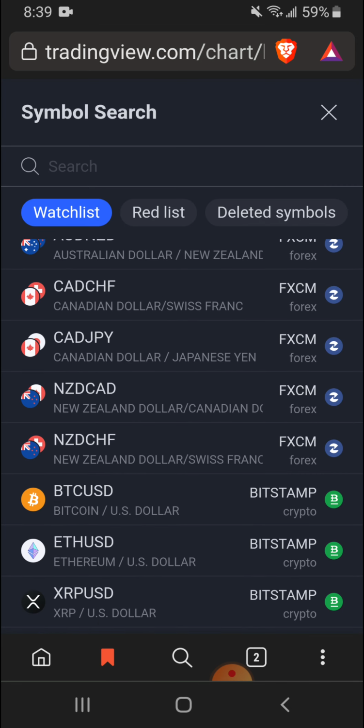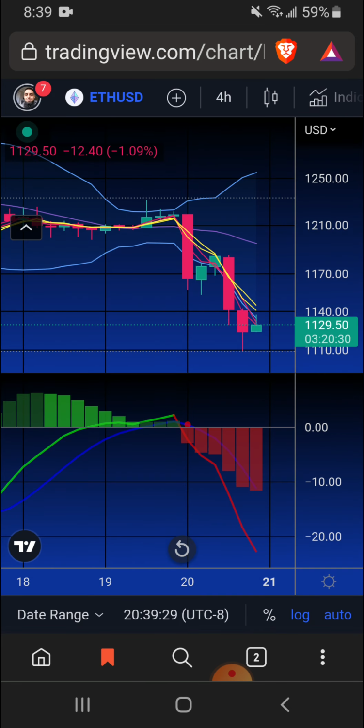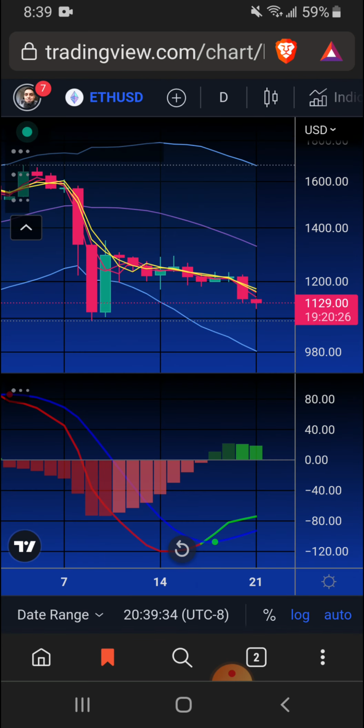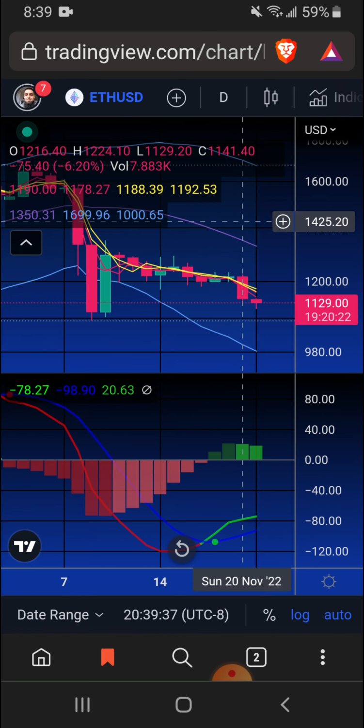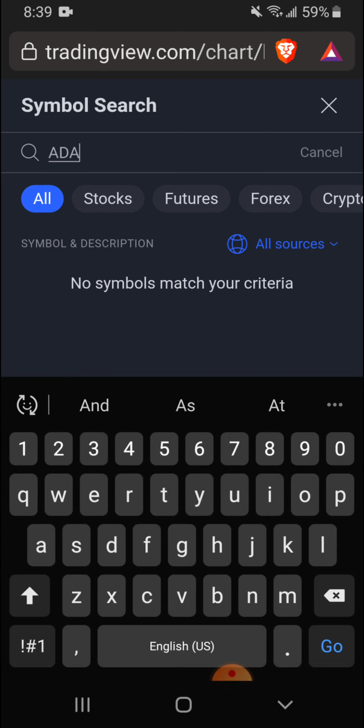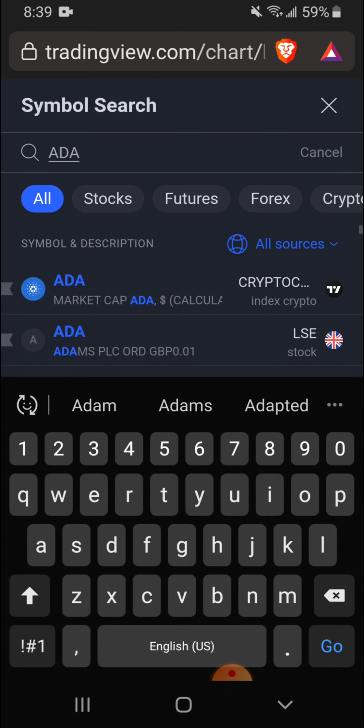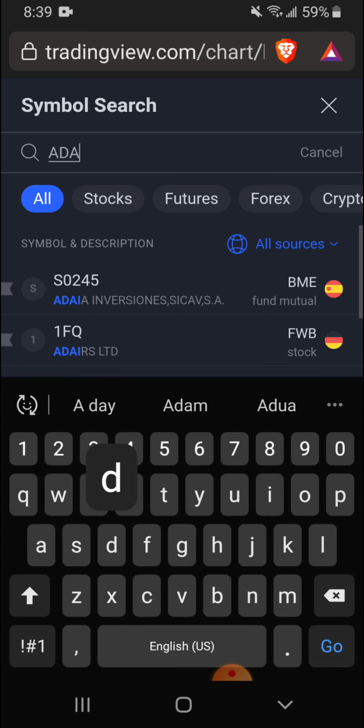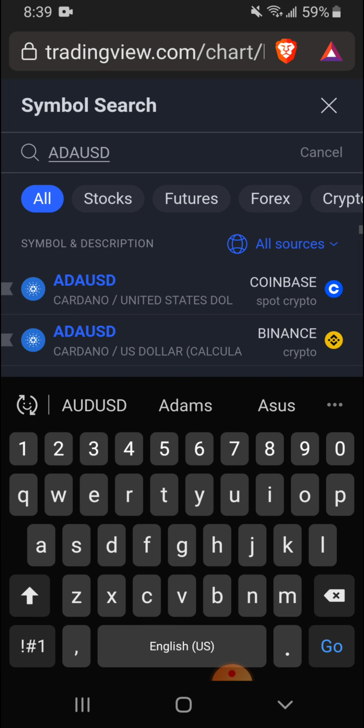Maybe we'll just go for Ethereum. Having some heavy sells. Maybe we might be breaking that level again. How about Cardano? Cardano? Is that the right one?